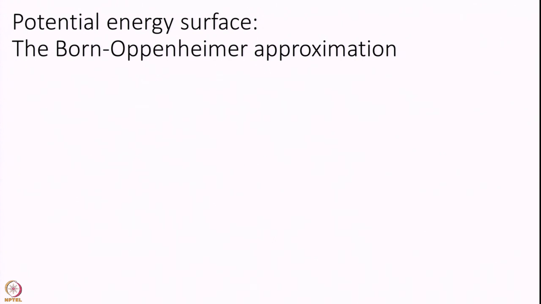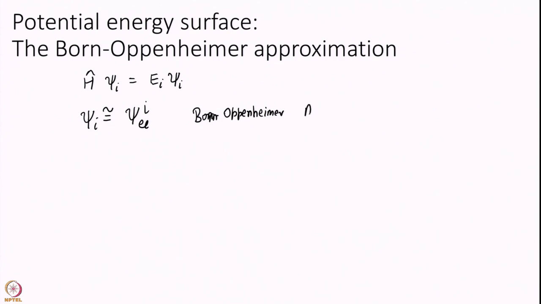The approximation comes in assuming, remember we want to solve H psi_I equal to E_I psi_I. The approximation is psi_I is equal to psi electronic I. This is called the Born-Oppenheimer approximation. Okay. So, H electronic applied on psi electronic I equals E_I psi electronic I.